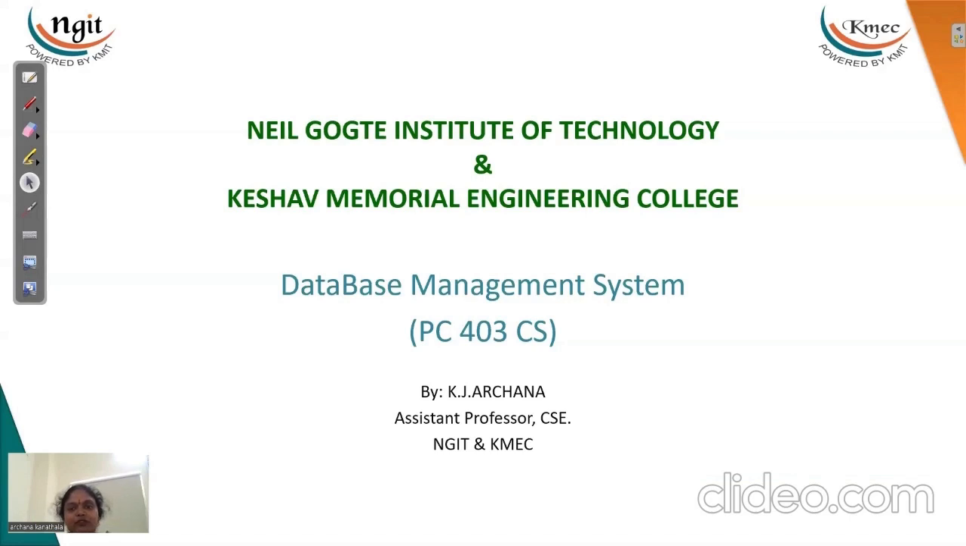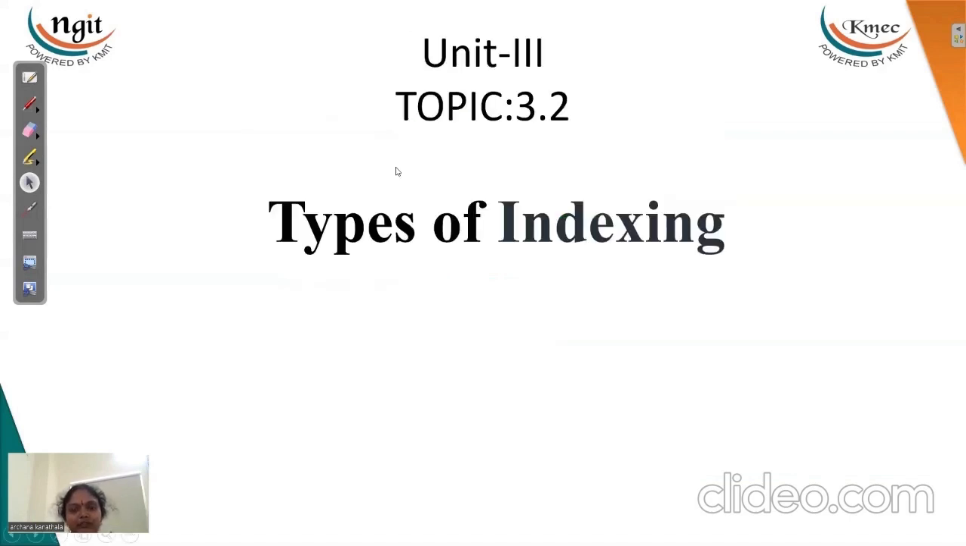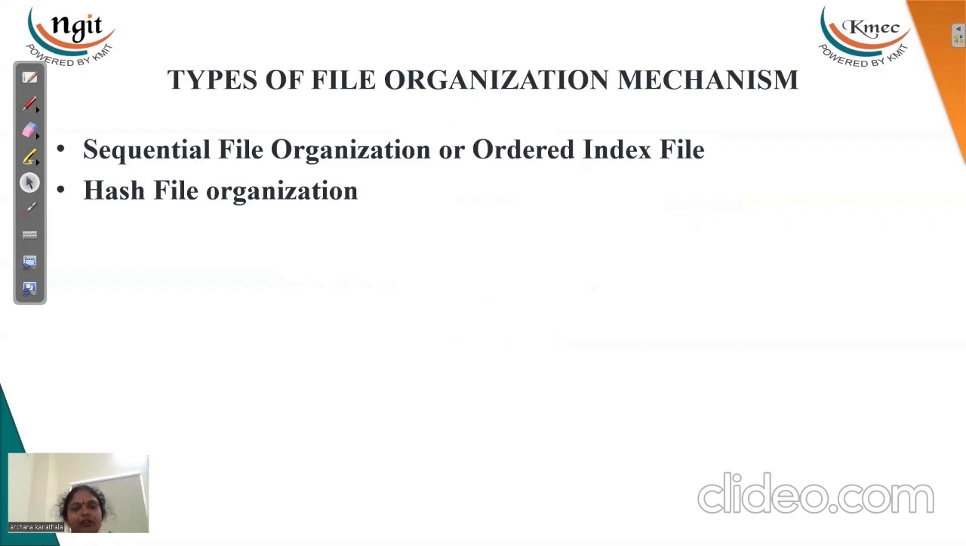Today we'll be discussing unit 3 topic 2, that is types of index. With respect to file system organization mechanisms, we are going to understand two different types of indexing mechanisms which are going to be implemented on this file system organization. The first one is sequential file organization or ordered index file, which is also called primary index. And the second one is hash file organization.